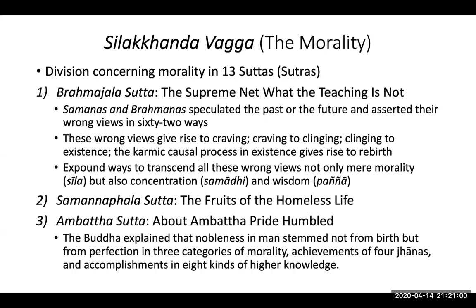Those wrong views generate craving, craving is followed by clinging, and clinging generates existence. This existence runs through the karmic causal process and eventually gives rise to rebirth. It is like the chain of dependent origination. Therefore, the Buddha expounds ways to transcend all these wrong views, not only through morality, but also concentration and wisdom. So at the end of the Sutta, the Samanas and Brahmanas accept the Buddha's suggestion, and then they switch their practice to follow the Buddha's teaching.